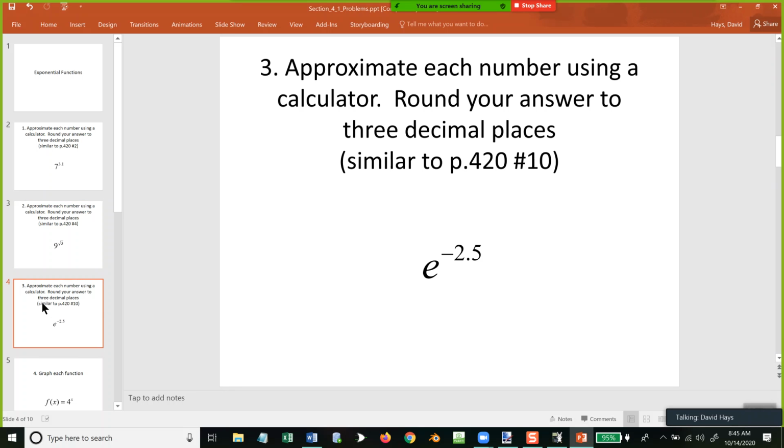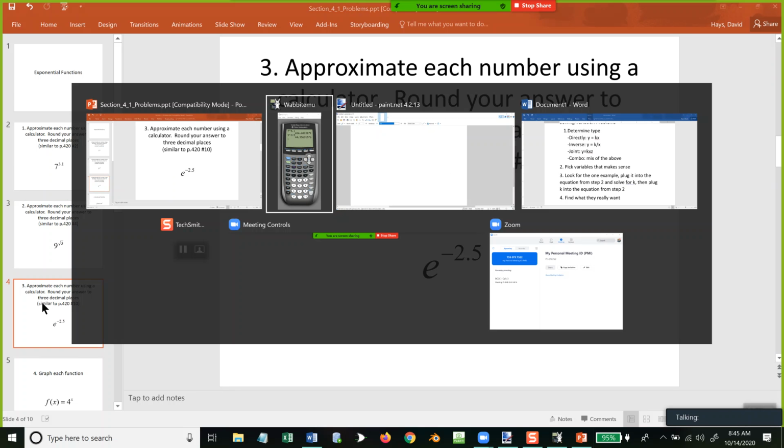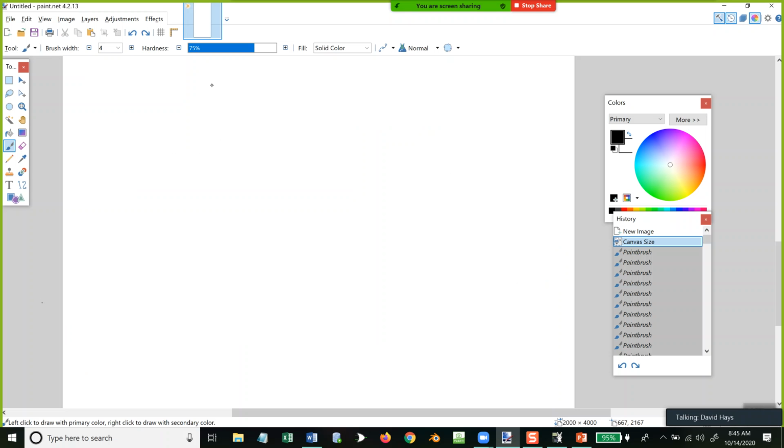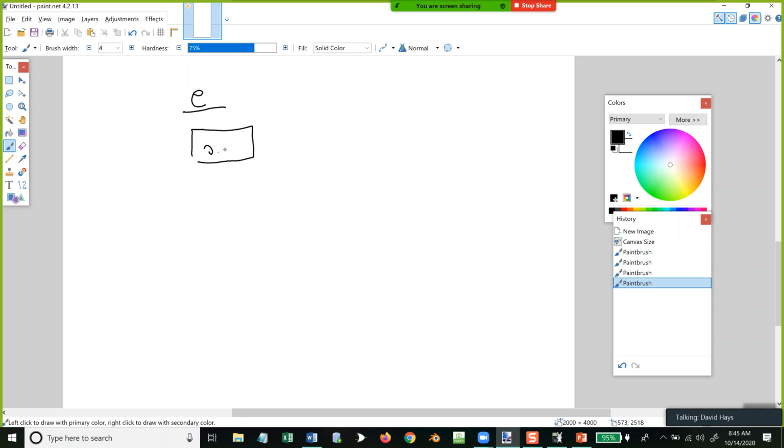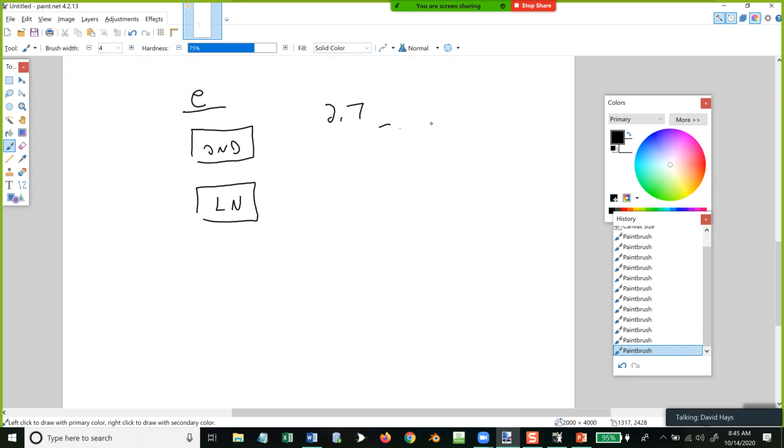Now, this next one involves e. e is like a number like pi. On your calculator, to get to e, there's 2 or 3 places where it's located. The best one is second ln, and we'll talk about why. Now, I don't know what e is exactly. 2.7 is about all I remember, and then a bunch of decimal places. It is used to model growth, exponential growth specifically.